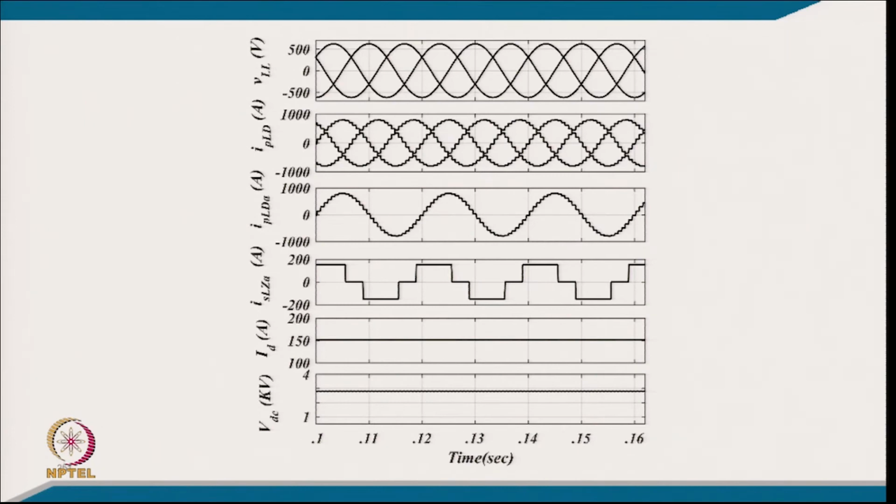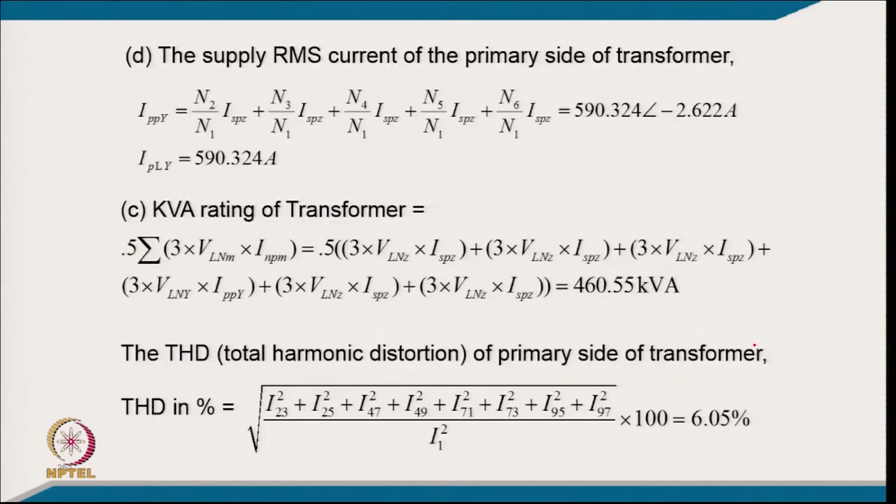After making the model with these data we are able to get the waveform of the supply voltage. This is the 3 phase supply current, this is the 1 phase supply current, and this is the 1/6 pulse converter current, load current, DC load current, DC link voltage. So, now getting the primary current in star, you have current from all the secondary windings reflected to the primary with the proper phase shift, and you get this current corresponding to 590.324 ampere.